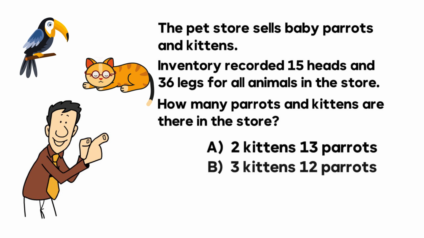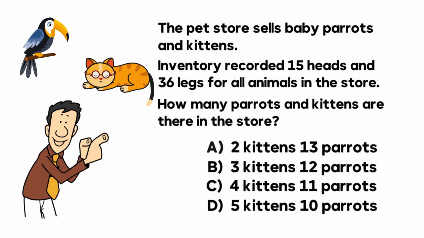And you have 4 different choices. Choice A, 2 kittens and 13 parrots. Choice B, 3 kittens and 12 parrots. Choice C, 4 kittens and 11 parrots. And choice D, 5 kittens and 10 parrots.